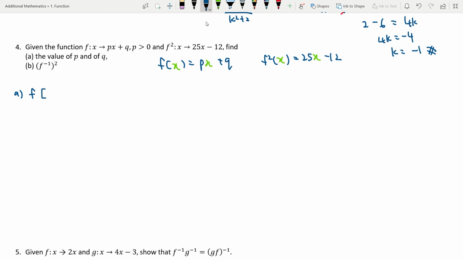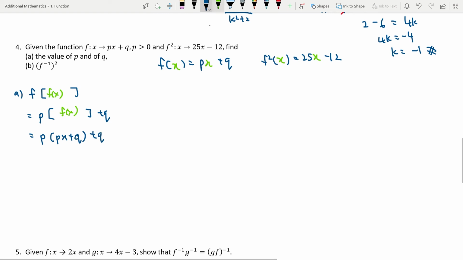f of f(x) is equal to p times f(x) plus q. Substitute f(x) again, we get p multiplied with px plus q. Then we expand the bracket, we get p squared x plus pq plus q. So we compare this with this.